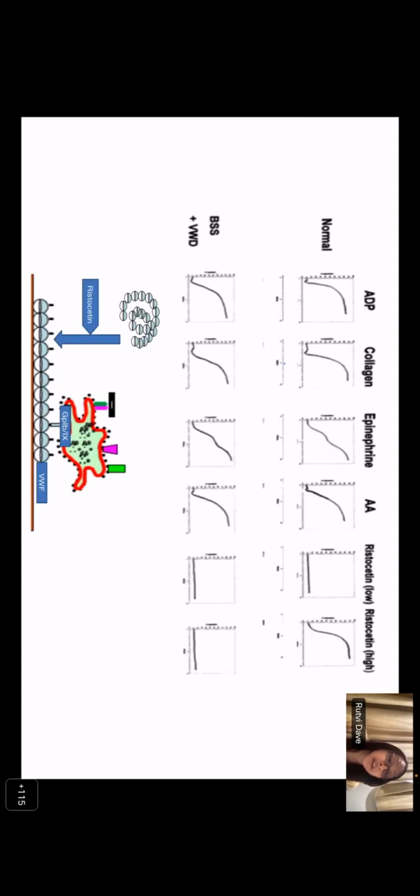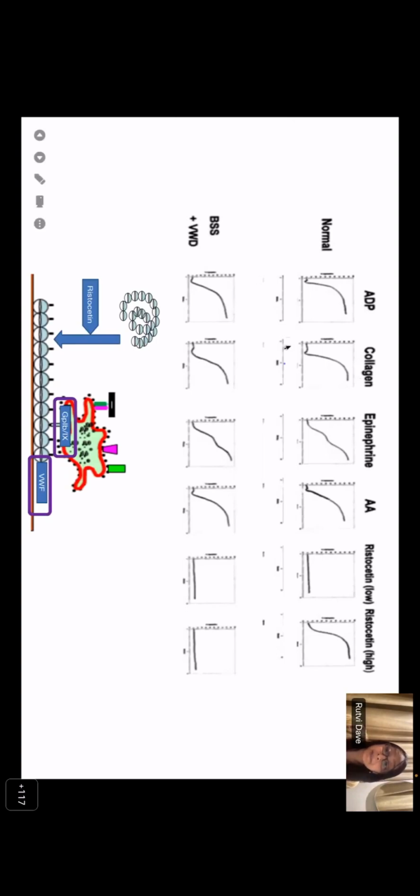Now, what is the defect in Bernard-Soulier syndrome? 1B. Yes, very good. In Bernard-Soulier syndrome, there is absence of glycoprotein 1B9, and in a patient with von Willebrand disease, there is either abnormal or absent von Willebrand factor. So this explains why a Bernard-Soulier or von Willebrand disease patient will have no response to ristocetin, but a normal response to other agonists. Is this clear? Yes. Because response to other agonists requires the receptor glycoprotein 2B3A.